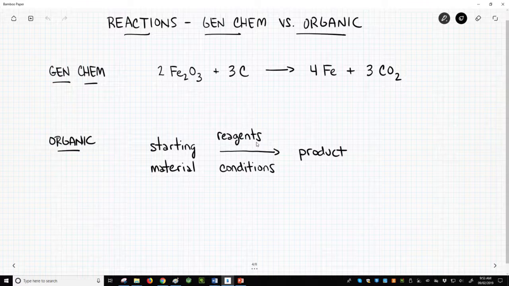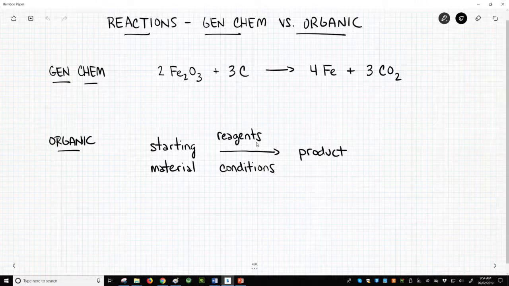When you see reactions in general chemistry, they tend to be written as balanced equations. This top reaction is an example. Starting materials are on the left, products are on the right. Everything in the reaction is equally important because we're keeping track of every atom. Organic chemistry is a bit different.